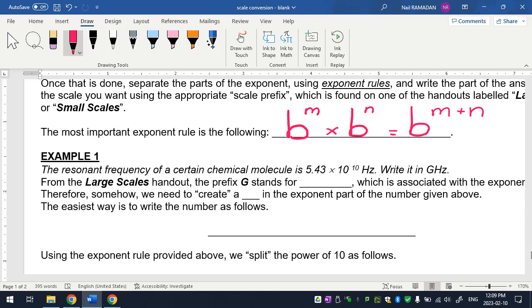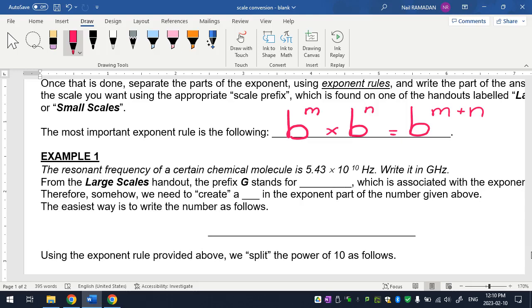Okay? So what they're saying, the resonance frequency of a certain chemical molecule is 5.43 times 10 to the 10 Hertz. Hertz measures frequency. We're going to do a whole unit on waves, and Hertz will be the main vehicle we actually use to understand. Write it in G. What's a G from the big scales? A G is a giga, and a giga is basically a billion.